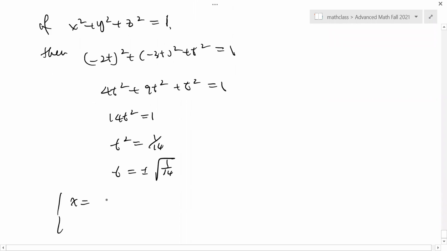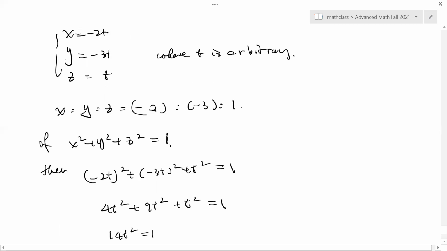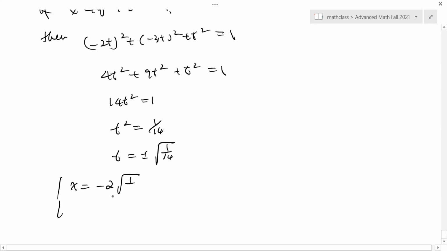For t equal to 1 over square root of 14, x is going to be negative 2 over square root of 14, y is going to be negative 3 over square root of 14, and z is going to be 1 over square root of 14. This is one set of solutions. The sum of the squares is going to be 1. Another set of solutions is going to be with the signs flipped.